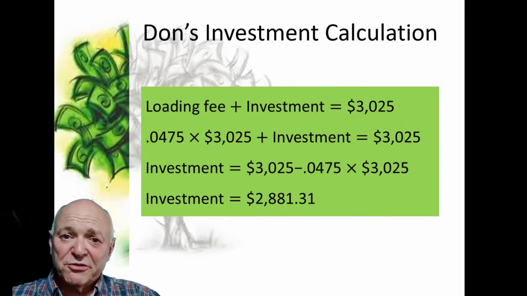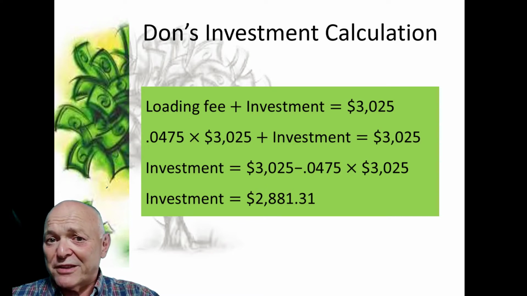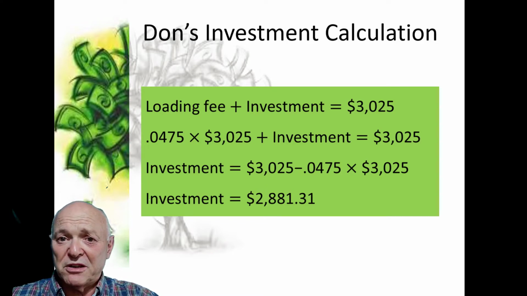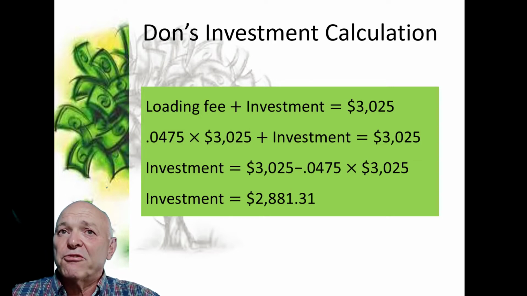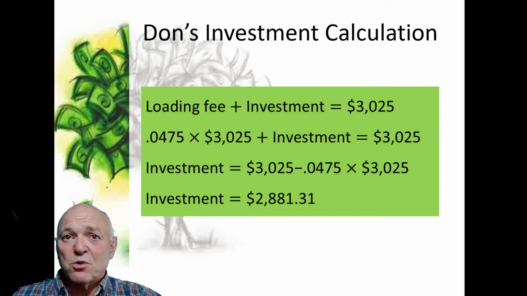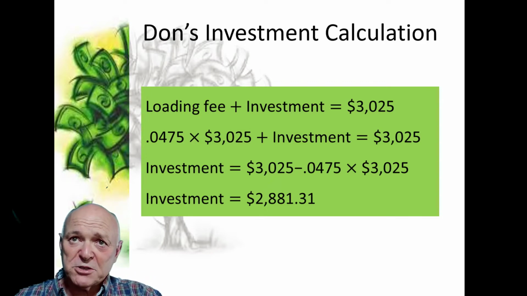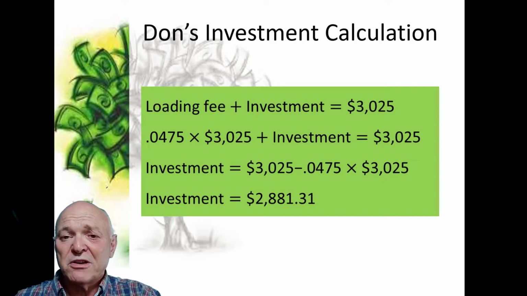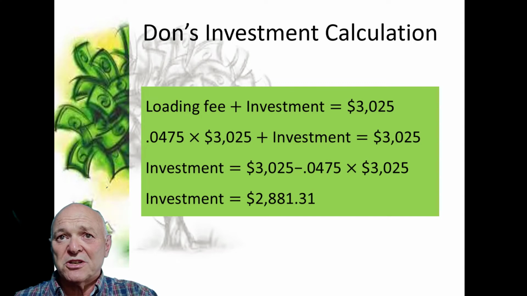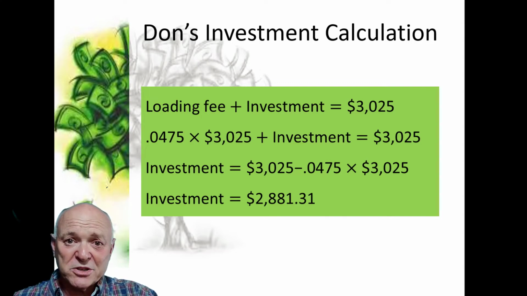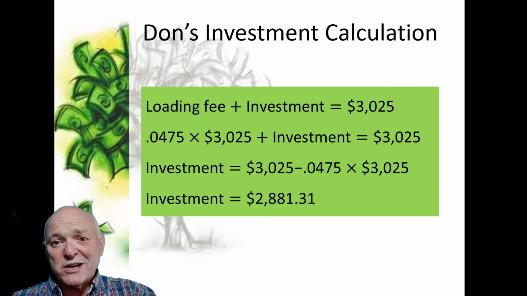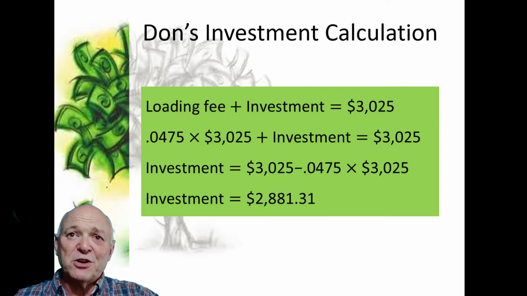Well, we know that the total value Don has to invest is $3,025. That's made up of the investment and the loading fee. Now, we know what the loading fee is. It's 4.75% times $3,025. Rearranging this, we can see the investment is $3,025 minus the front-end load fee, 4.75% times 3,025. So therefore the investment must be $2,881.31. That means already that Don has invested his money and his investment is only worth $2,881.